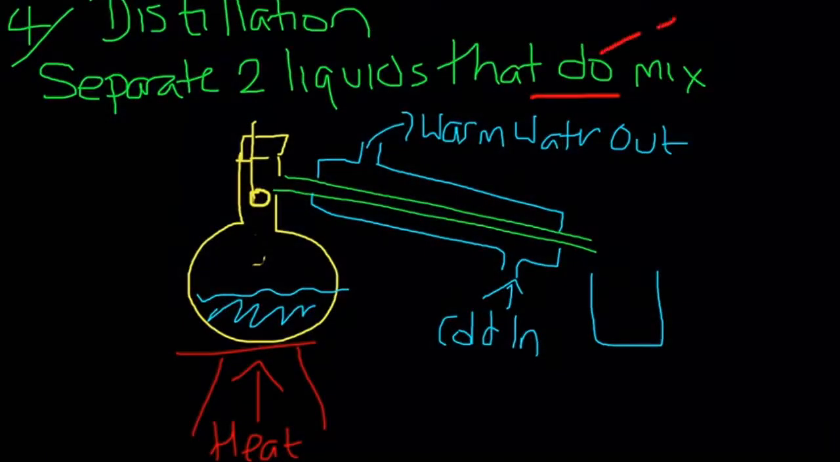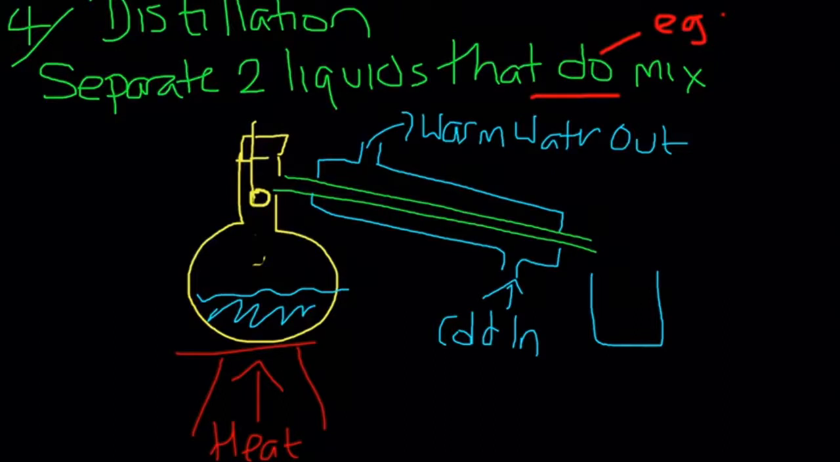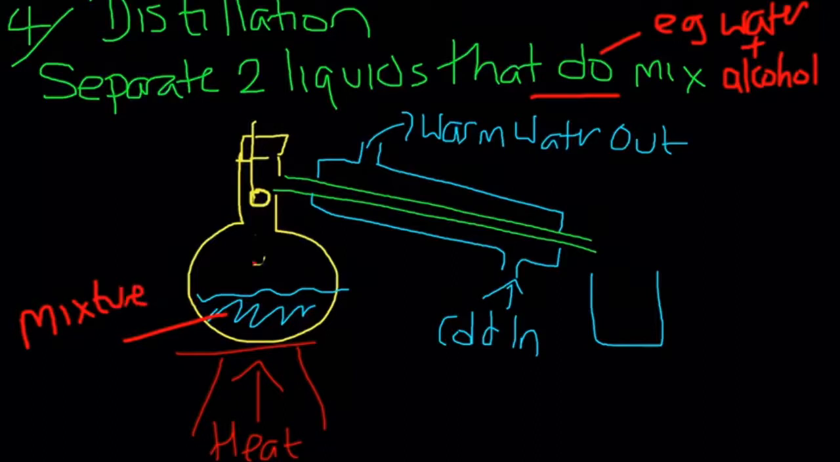Number 4, distillation. Distillation is the process to separate two liquids that do mix together. An example of this is alcohol and water. The mixture is placed in a round bottom flask which is attached by a tube to a Liebig condenser. In the condenser, cold water will enter at the bottom and warm water will pass out at the top.